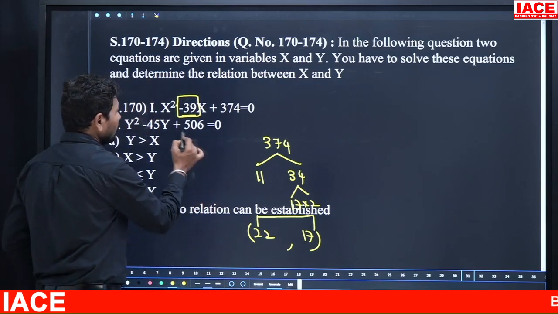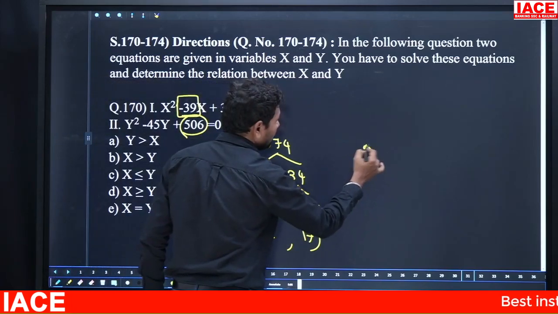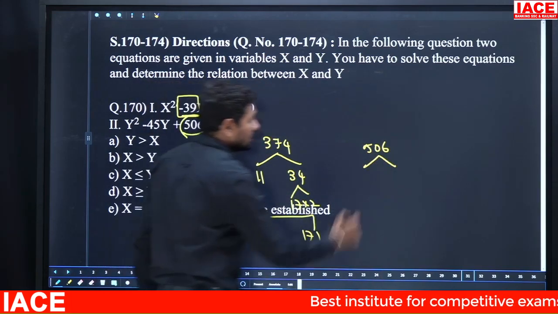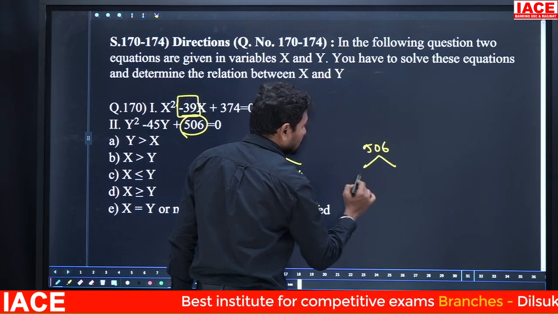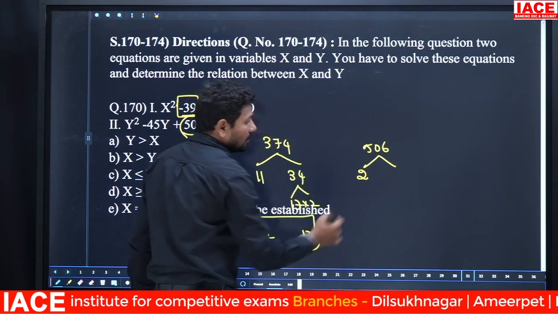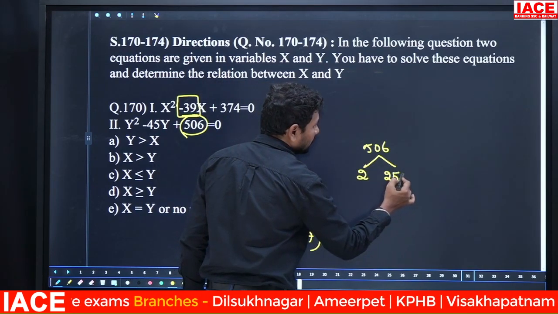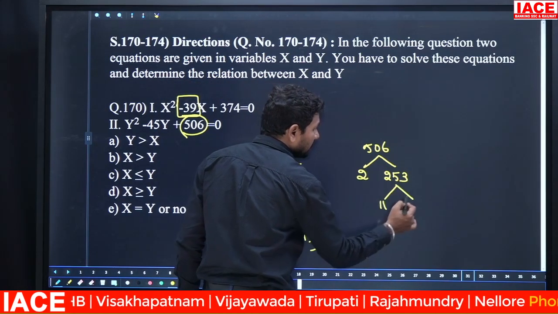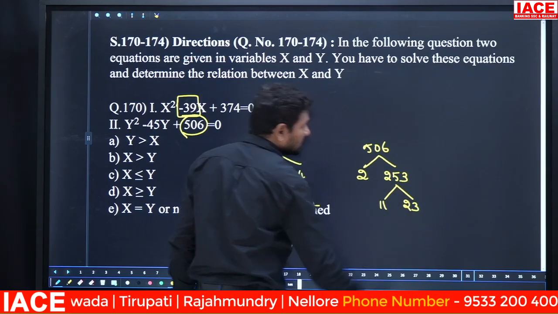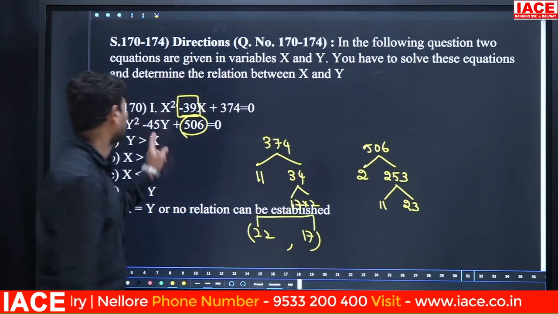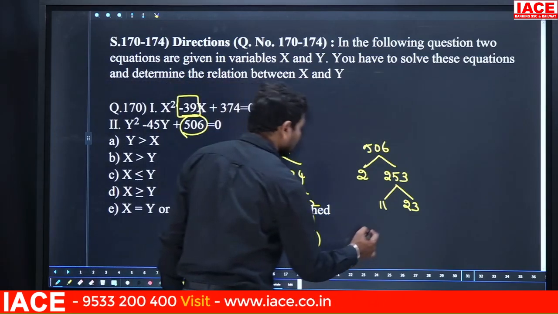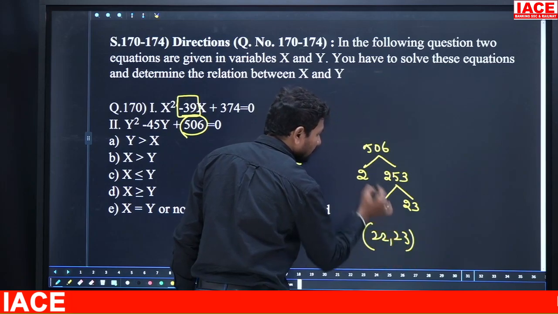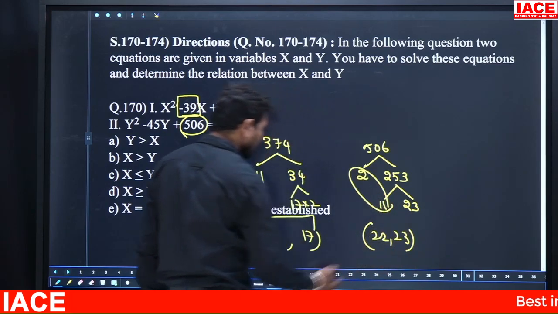Next is 506. What are the factors of 506? Separate with 2 first initially. 253 is also a multiple of 11. 23 times 11. I need the number 45. Finally 11 into 2 is 22, and 23. You have two factors.